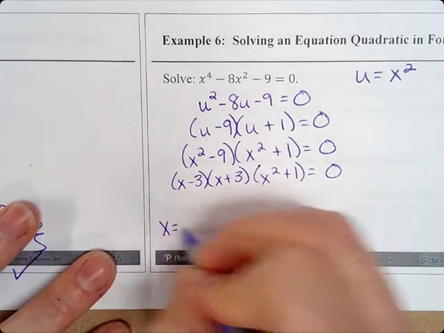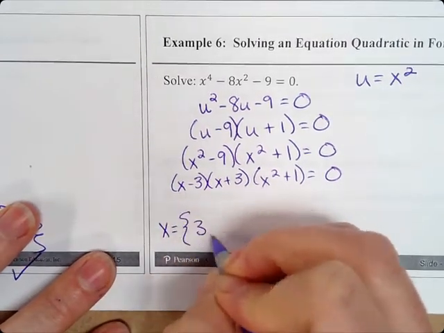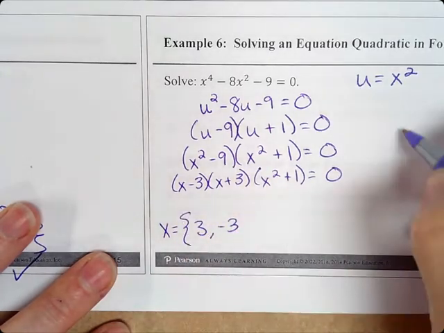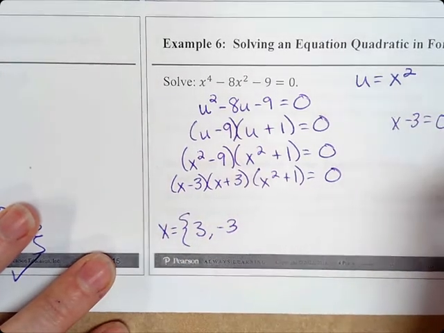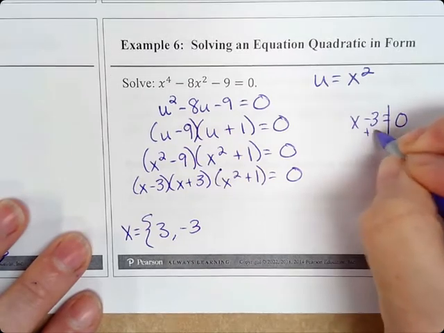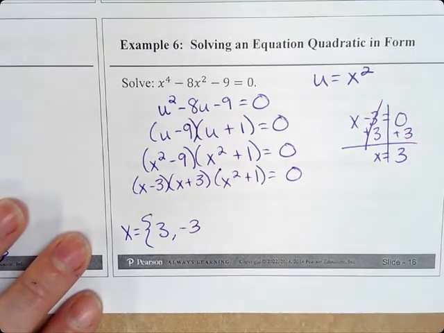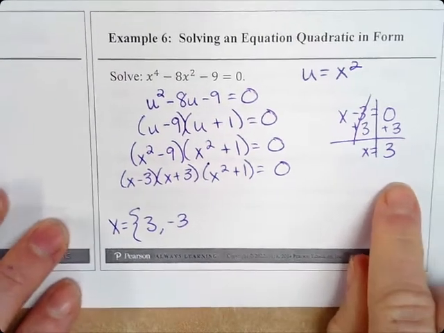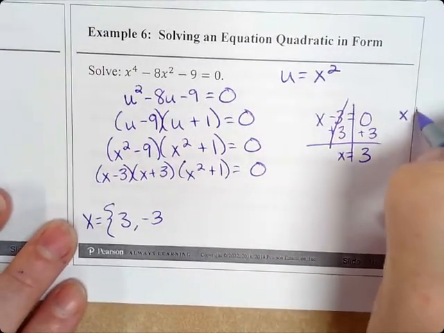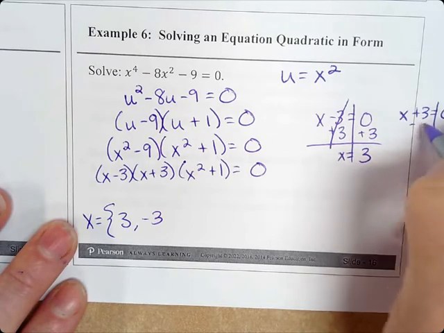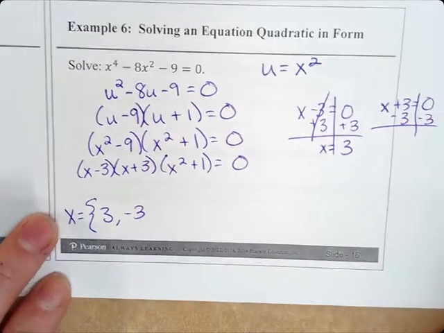And so we have x equals 3 and negative 3, because remember we set these equal to 0. I'm kind of skipping a step. I feel like y'all are good on those. So that's how we're getting positive 3. And then the other one is negative 3.